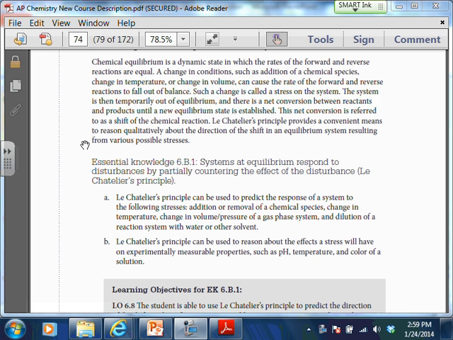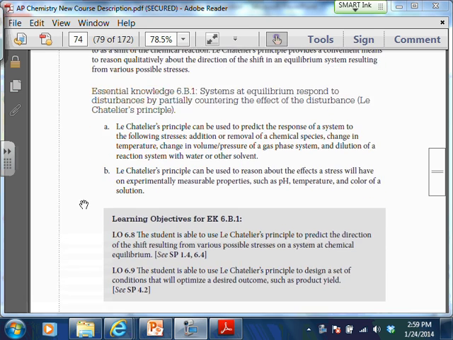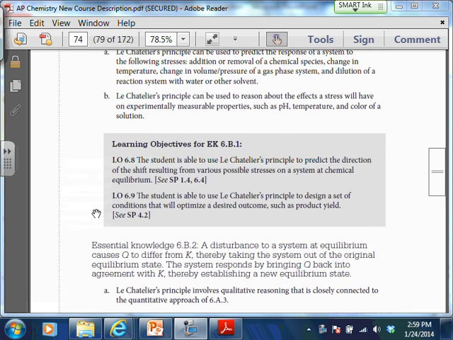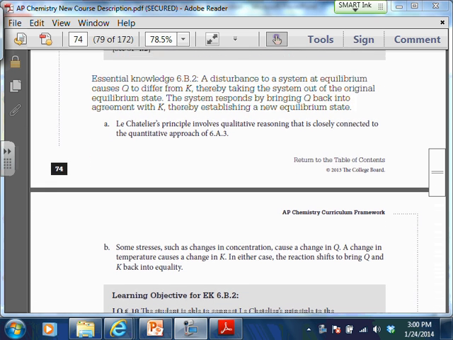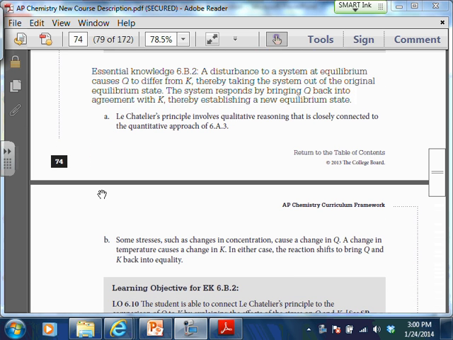The other thing that I wanted to point out here, I think it was 6B2. Disturbance to a system at equilibrium causes Q to differ from K. So you can think about this in a Q versus K sort of way as well. Okay? Taking the system out of the original equilibrium state, system responds by bringing Q back into agreement with K, thereby establishing a new equilibrium state. Okay?